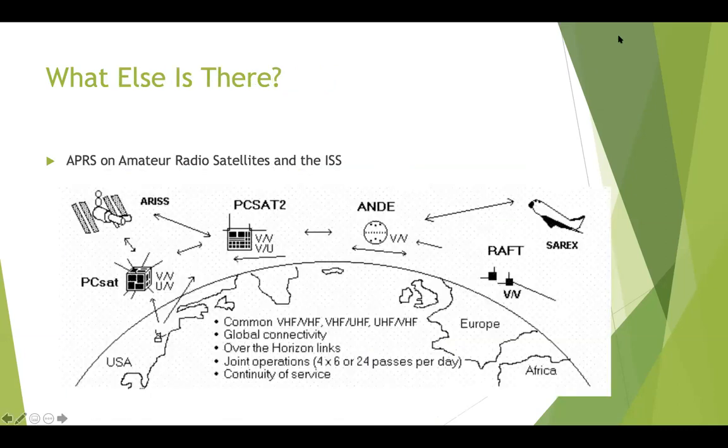So what else is there? There's ARISS, which is APRS on the International Space Station. There's actually a radio, a D710, on the International Space Station that is acting as a digipeater, and you can actually send packets through the satellite, through the space station to other stations.